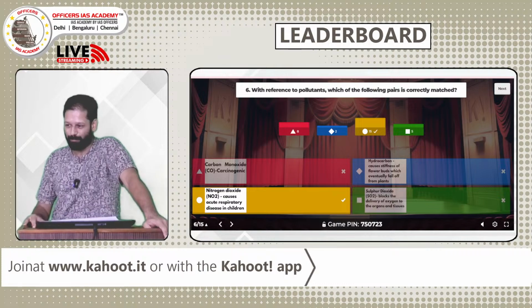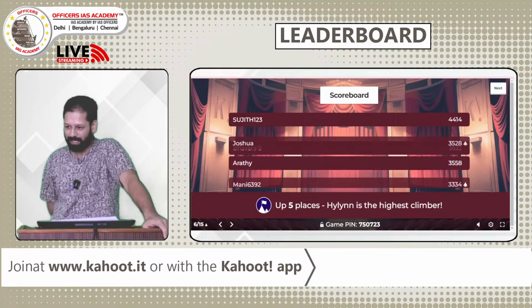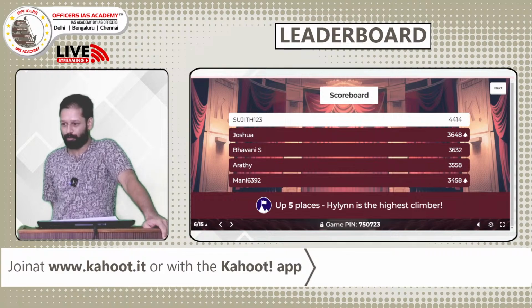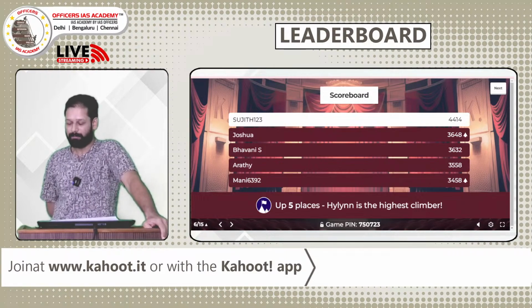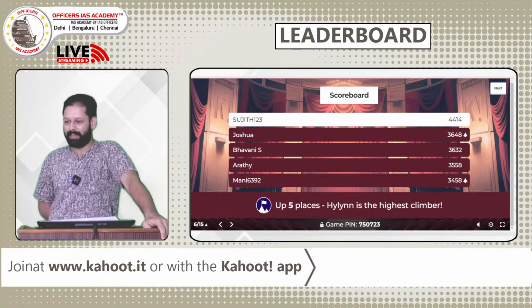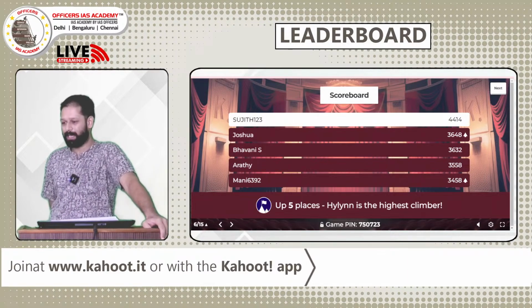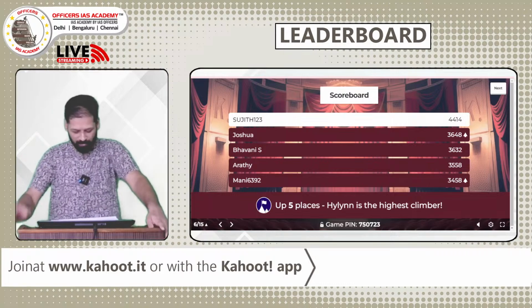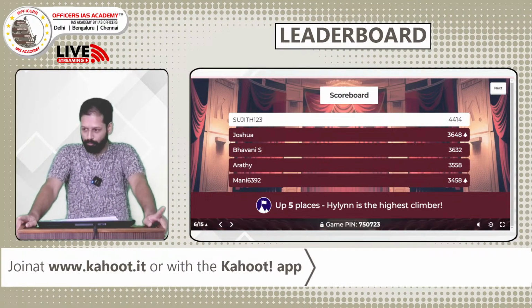Let's check the leaderboard and see if the leaderboard is changing. Sujit, you're still up there. 4414. Joshua, you've come second now. Bhavani has been pushed to third. Aarti fourth, and Mani, you're back again in the leaderboard. Up five places is Hylin. You are the highest climber, Hylin. Congratulations. Right. That said, we can move on to the next question.